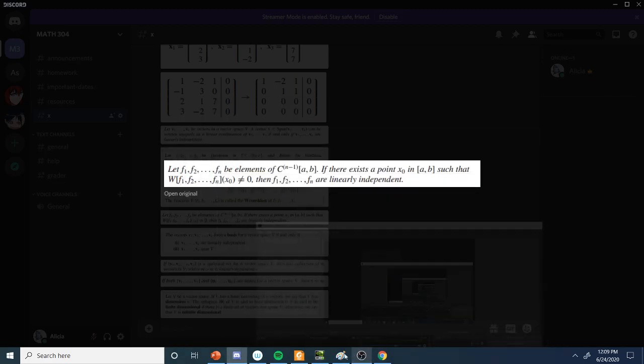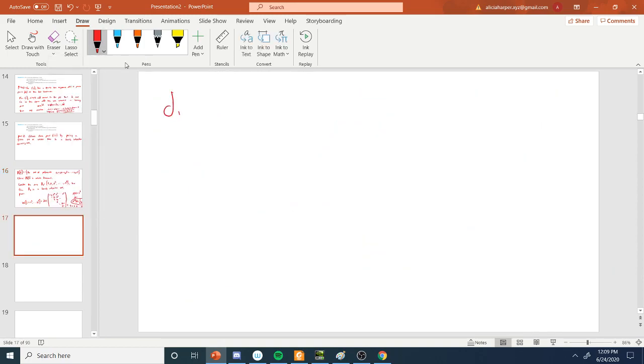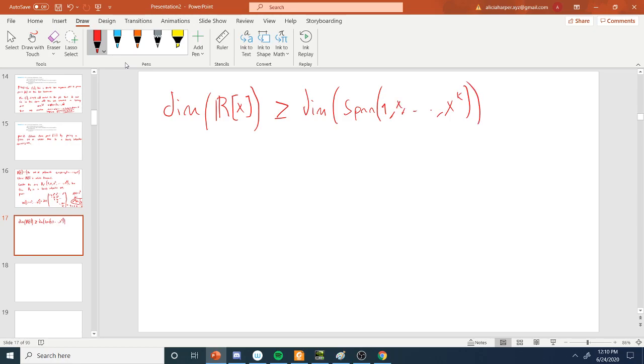And because they're linearly independent, we can now look at the set R^k. We deduce that the dimension of the set of polynomials has to be greater than or equal to the dimension of the span of 1 through x^k. And because 1, x, all the way through x^k are linearly independent, the dimension of the span is just k. Now we've chosen k arbitrarily, so we conclude that the space of polynomials is in fact infinite dimensional. And so that completes the proof.